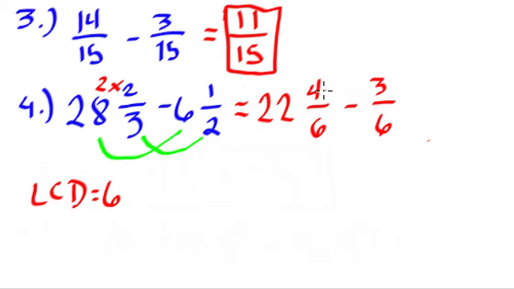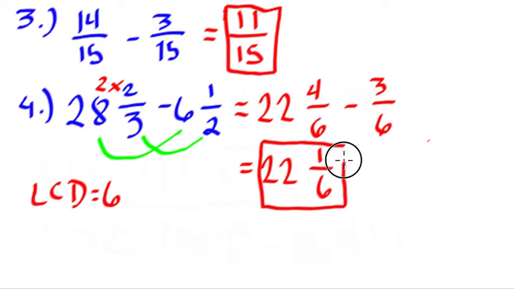And then we're going to combine them. So what we have is 22, and 4 over 6 minus 3 over 6 is 1 over 6. And that is our answer for number 4.